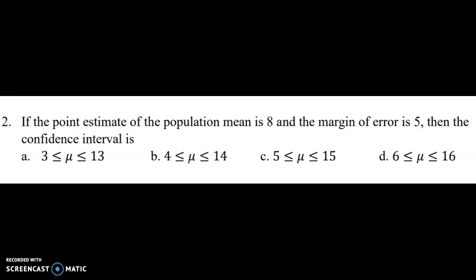Question 2. If the point estimate of the population mean is 8 and the margin of error is 5, then the confidence interval is what? Okay, so the mean is 8, and the margin of error is 5.